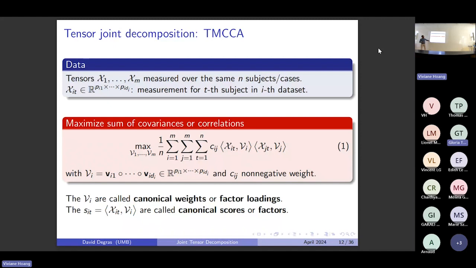So as I was saying, those v's here, I can call them canonical weights, factor loadings, and those scores here, canonical scores or factors. So far, so good?